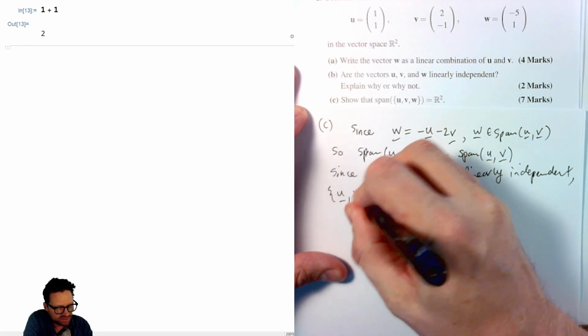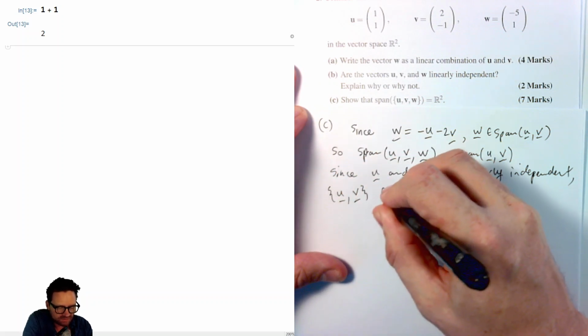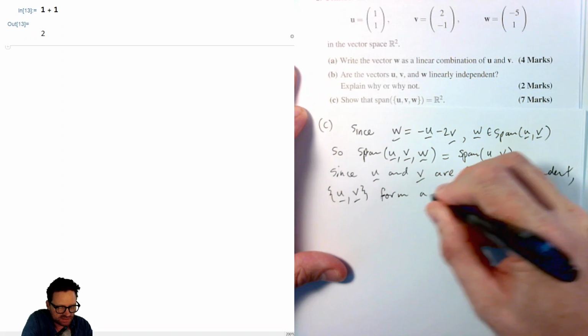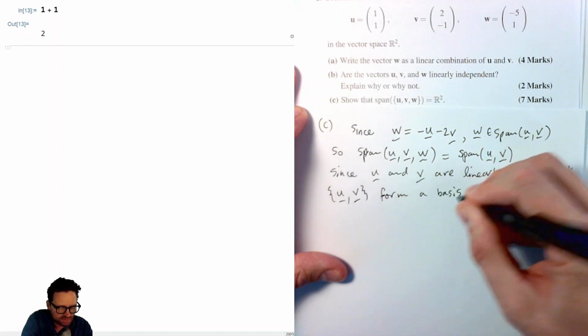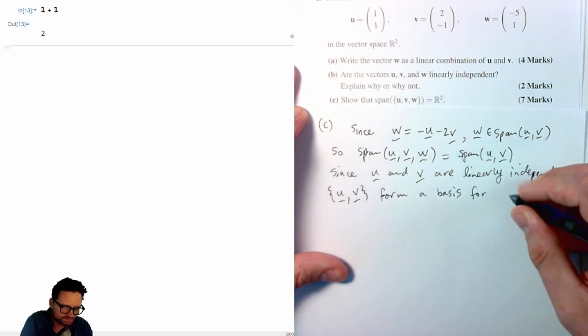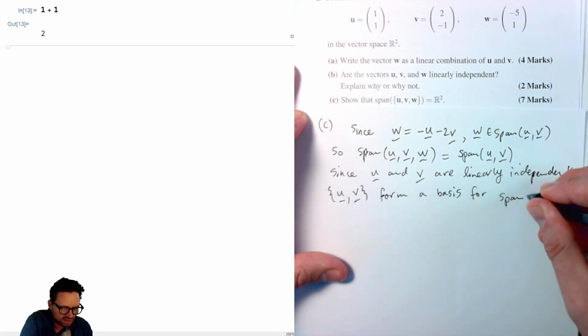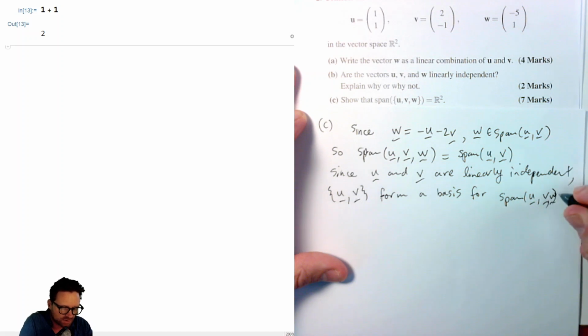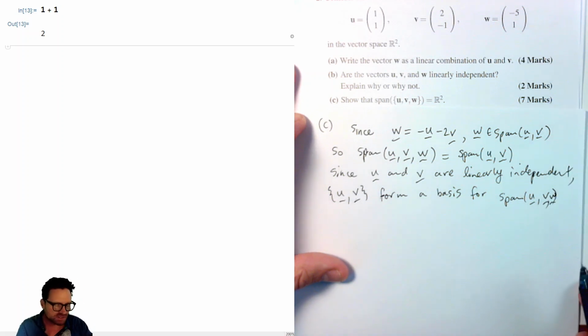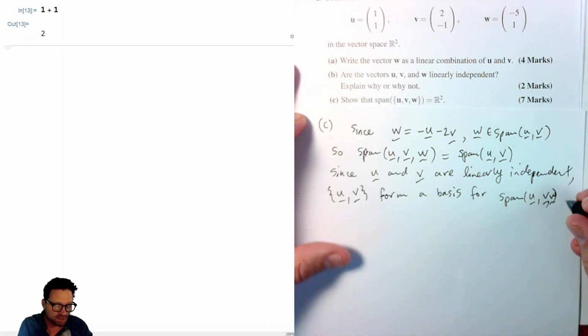The vectors U and V form a basis for the span of U, V, and W. So we can't go any lower in our spanning set than just U and V, in numbers anyway.